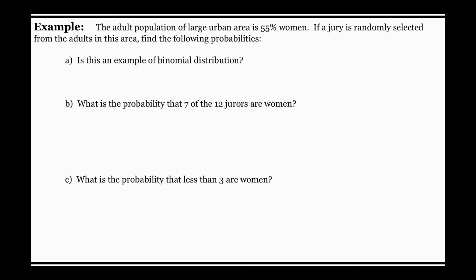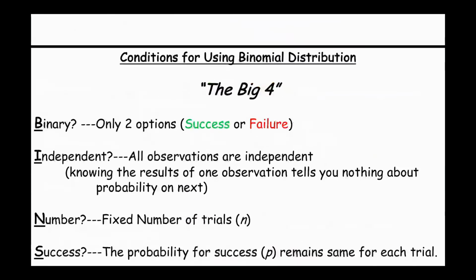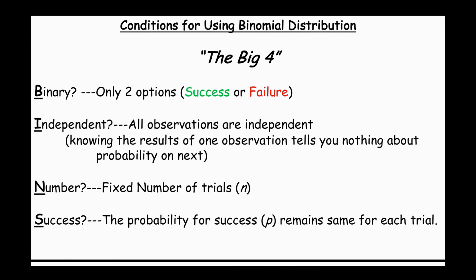Okay. So is this an example of binomial distribution? To answer that question, we always go back to the 4 conditions. Being selected on a jury. Are there only 2 options to be selected on a jury? Yeah. You're either picked or you're not picked. There's nothing else. That's it. You're either picked for the jury or you're told, no, thank you, you can go home. Thanks for your service. Okay.